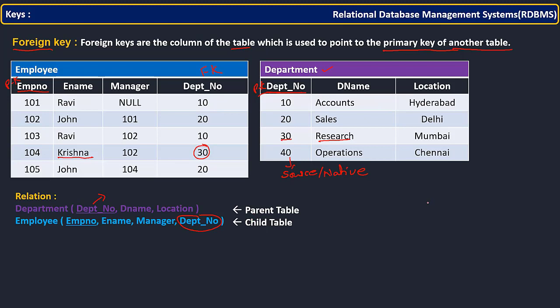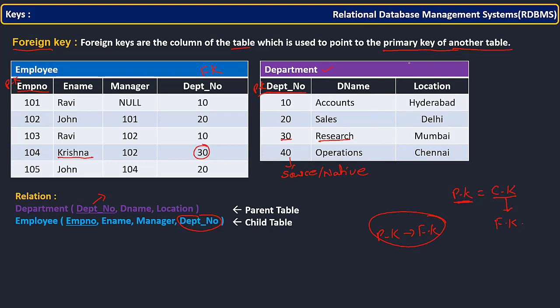As we discussed, it need not always be a primary key. Candidate key values can also be used as foreign key values. If this table has one candidate key and another candidate key, you can use that in another table as a foreign key. And the primary key and foreign key may both exist in the same table also.